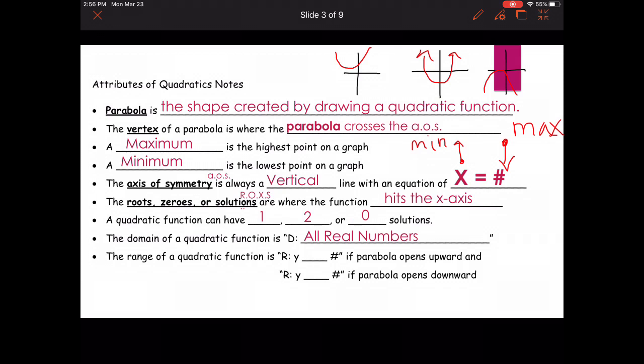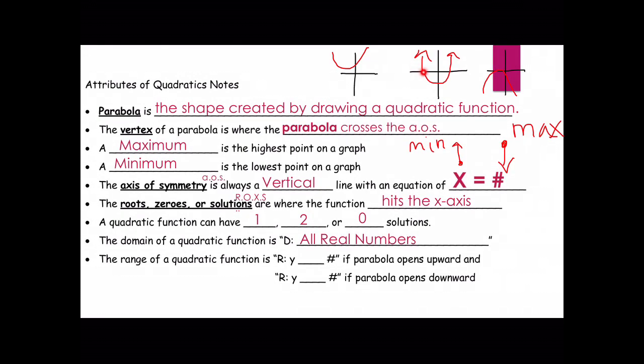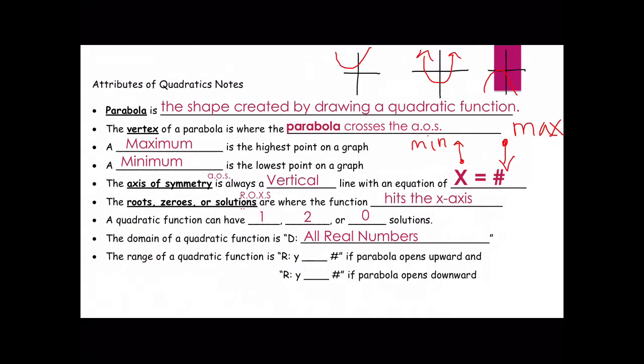So the domain is going to be from left to right, and the domain of a quadratic function is all real numbers. The range of a quadratic function, so yes, when we're talking about the domain, it goes left to right. This will go up indefinitely to the up and to the left. So when we're talking about the range, that's going to be up and down, and the range is y is greater than a number if it opens upward, and y is less than a number if the parabola opens downwards.